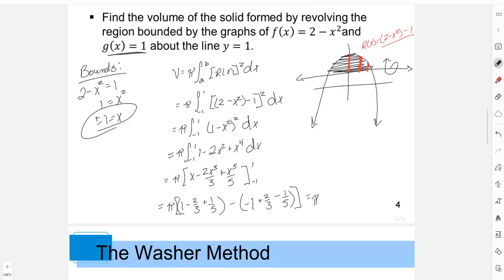Let's see what we have here. So we're going to have a positive 2 minus 4/3 plus 2/5. I just combined the whole numbers, the thirds, and the fifths together. And then if we were to simplify that, I'm going to cheat. I'm going to do that in my calculator off screen. I'm going to get 16 pi over 15. So there's your disk method.